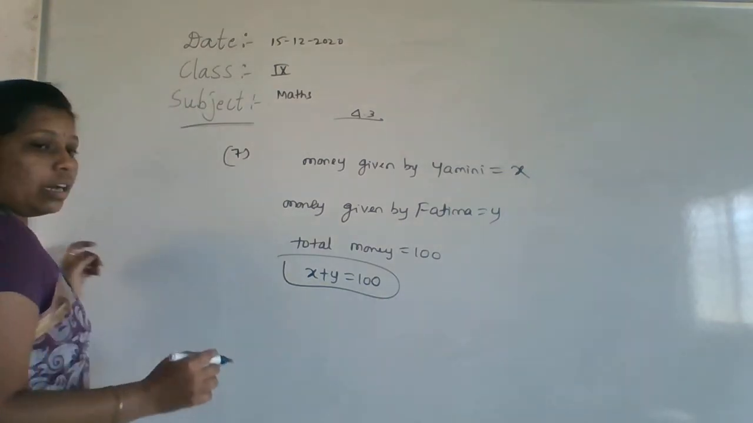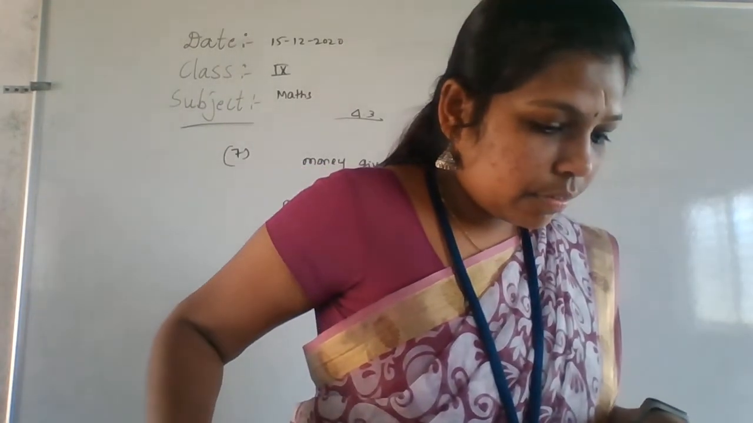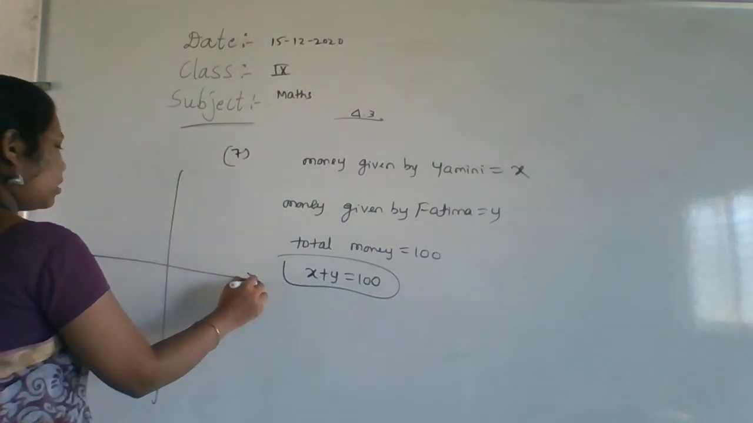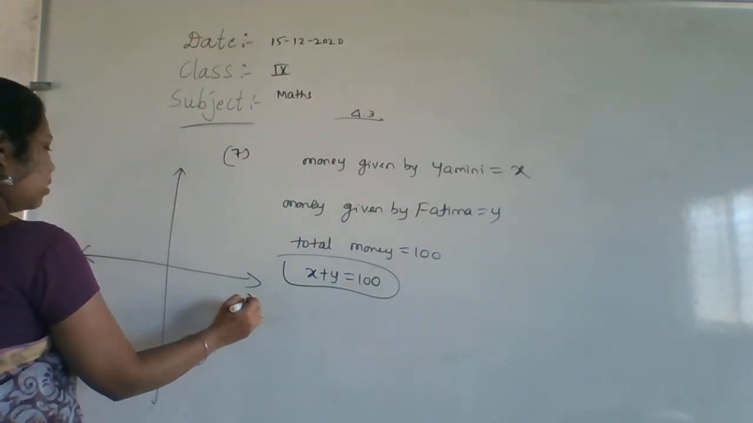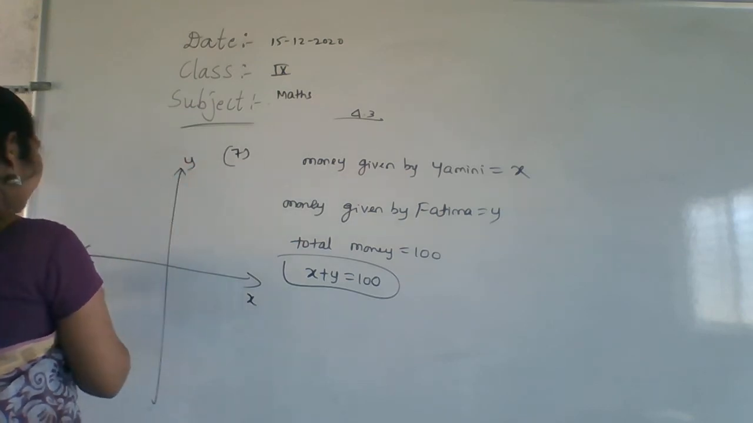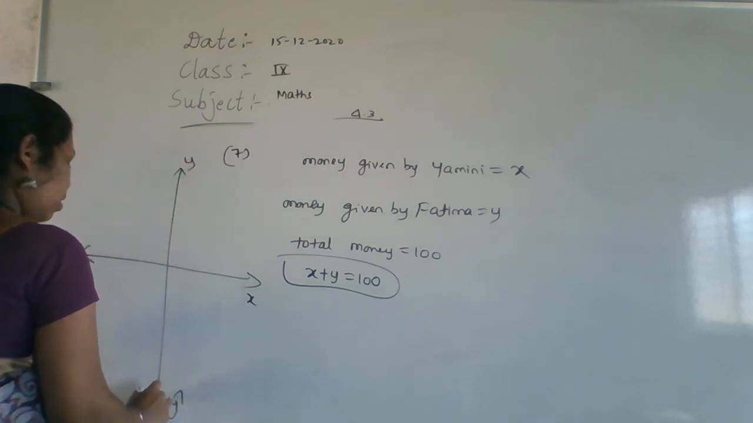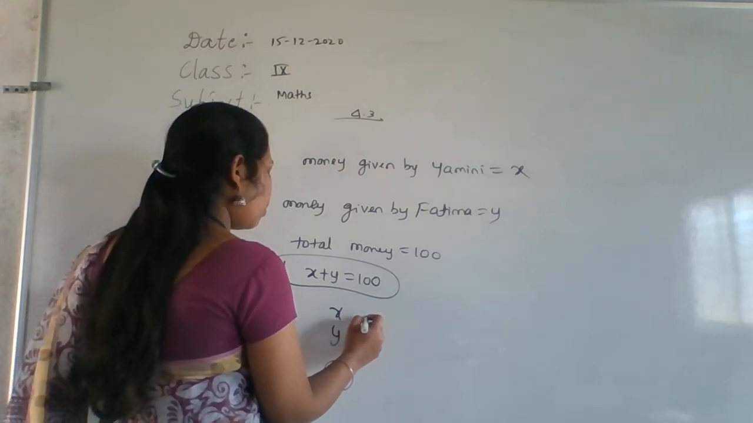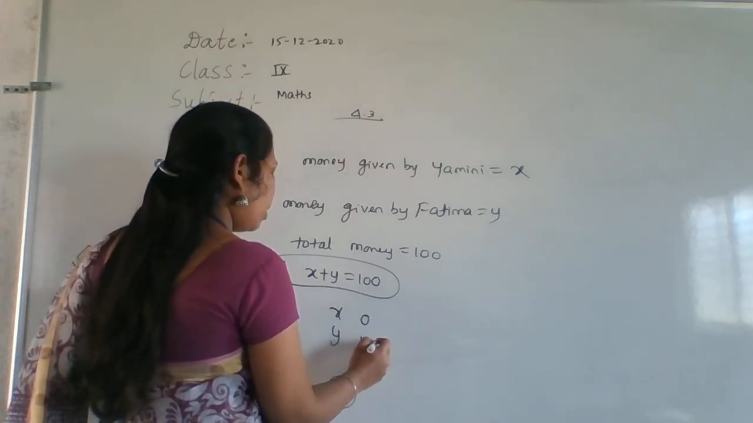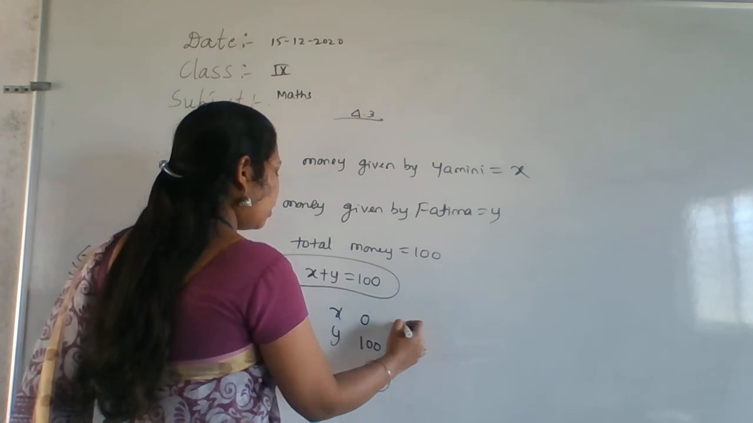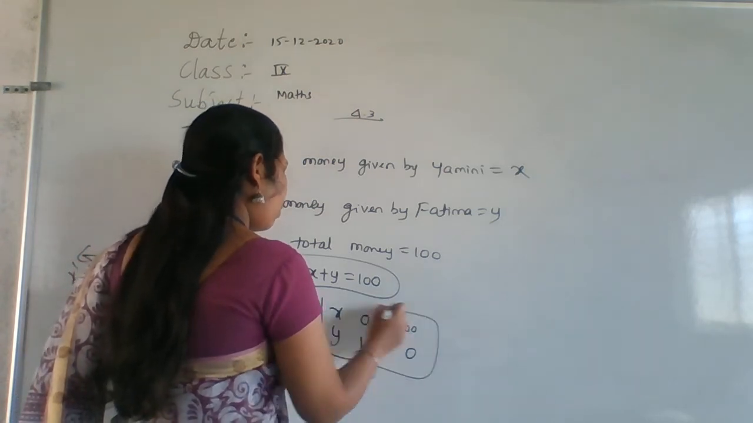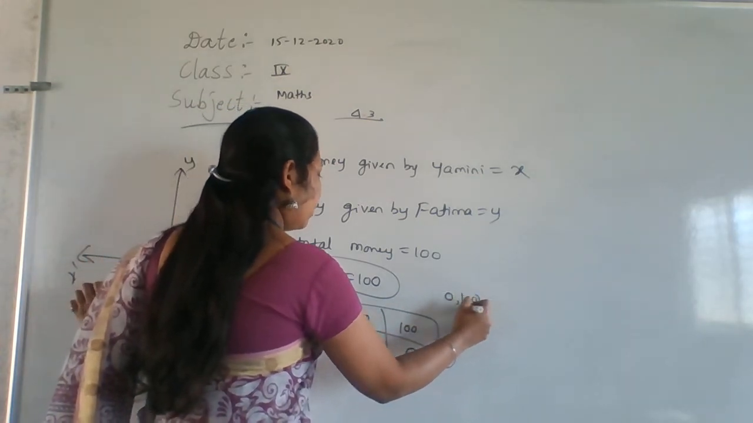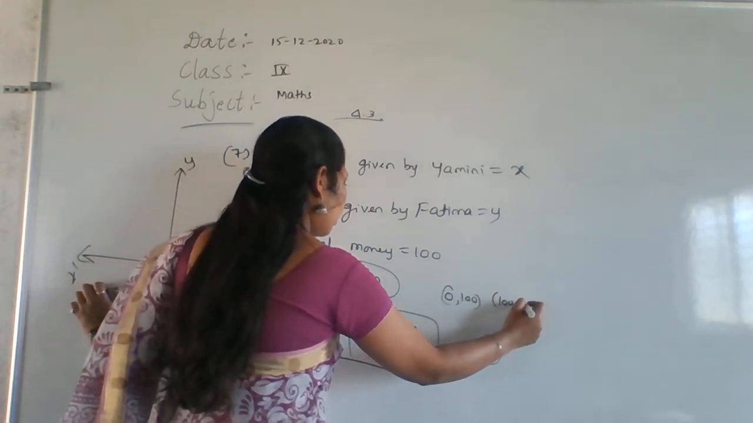Now, whether they told us to draw the graph? Yes, draw the graph. Drawing the graph means first observe the points. This is x, y, x dash, y dash. So first take a point here. Whenever x is equal to 0, y is equal to 100. And when y is equal to 0, x is equal to 100. What are the 2 points here? That is 0, 100 and 100, 0.